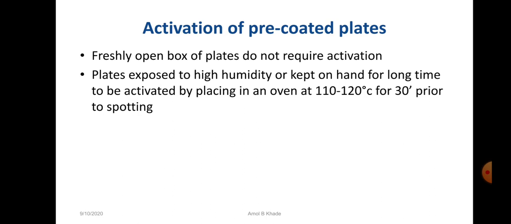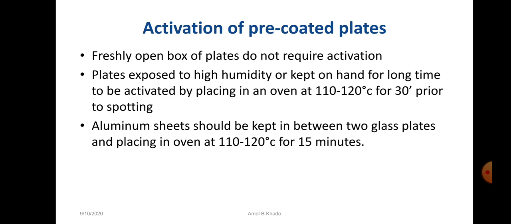Now activation is nothing but removal of moisture which is adsorbed on the surface material or the sorbent. So what we need to do is take these plates and put them in an oven for at least 30 minutes prior to spotting at 110 to 120 degrees Celsius. Now aluminum sheets should be kept in between two glass plates, and we keep them for only 15 minutes at 110 to 120 degrees Celsius. So comparatively, the activation time here is less compared to the silica gel.